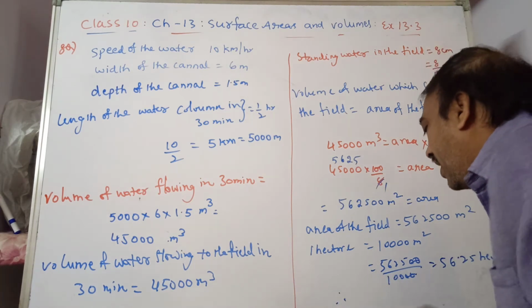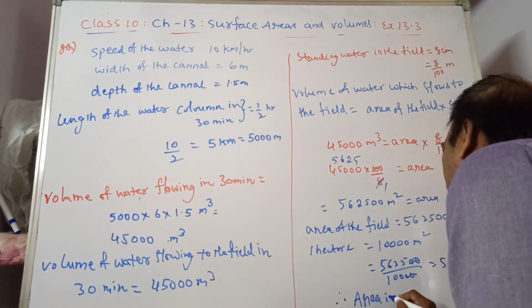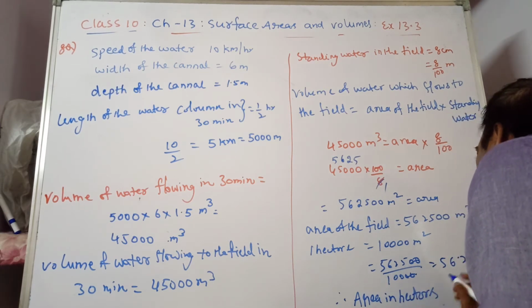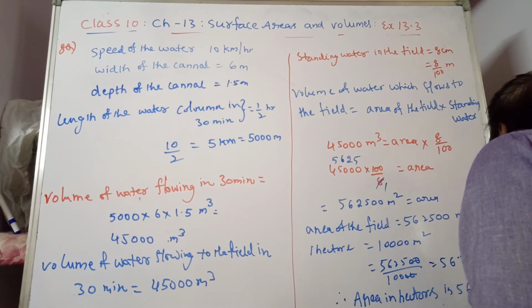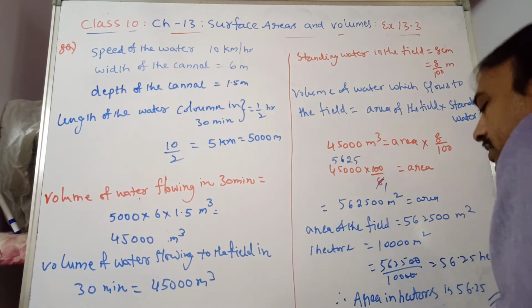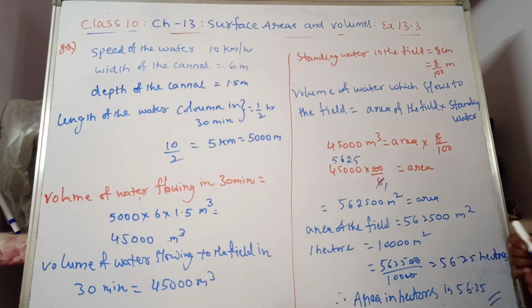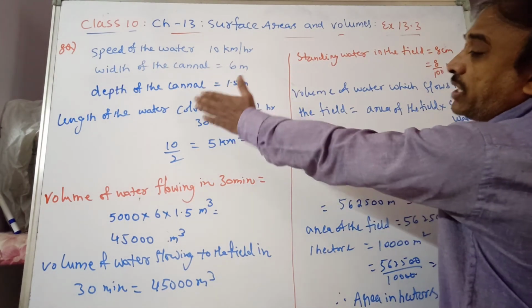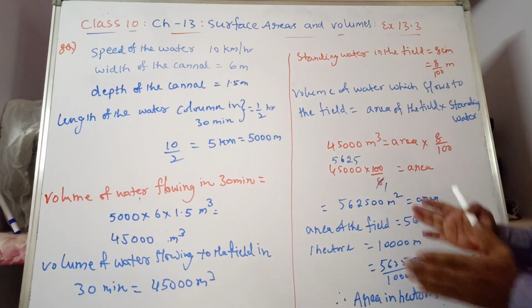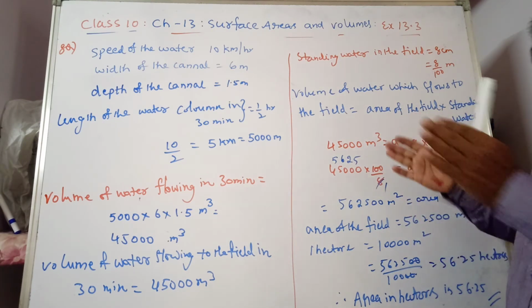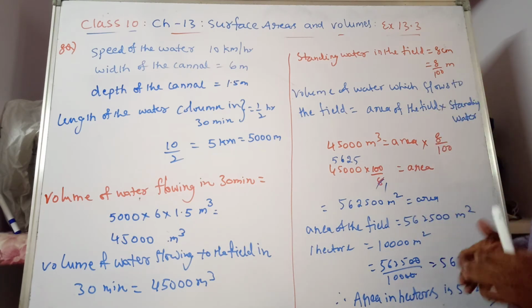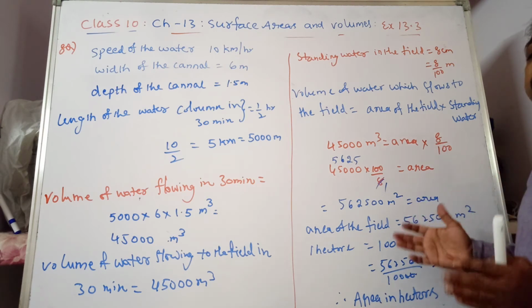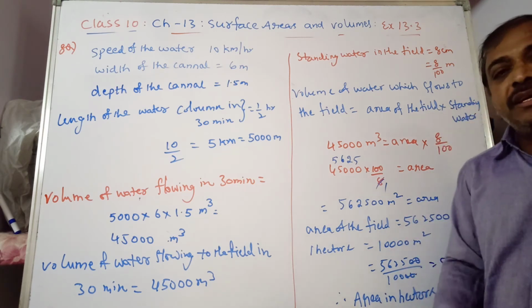Therefore, area in hectares is 56.25. This much area will be irrigated in half an hour. The volume of the water which is flowing to the field is equal to the volume of the water which is there in the field. The field is in a cuboidal shape, because when water is standing at some particular height, it may be a cube or cuboid. So volume is nothing but base area into height. So area into height. Is it clear? Right.